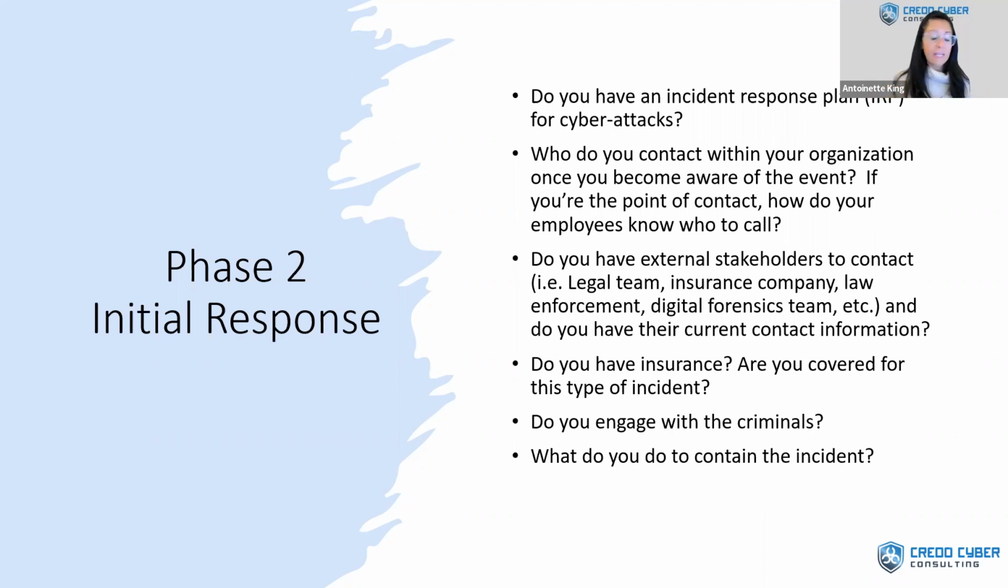Let's go over some of the things that we need to have in that incident response plan. Who do you contact within your organization once you become aware of the event? If you're the library director and you're that point of contact, do they know that they're supposed to contact you? And if you are the director, are you aware of what you're supposed to do next? Do you have any idea who you're supposed to call?